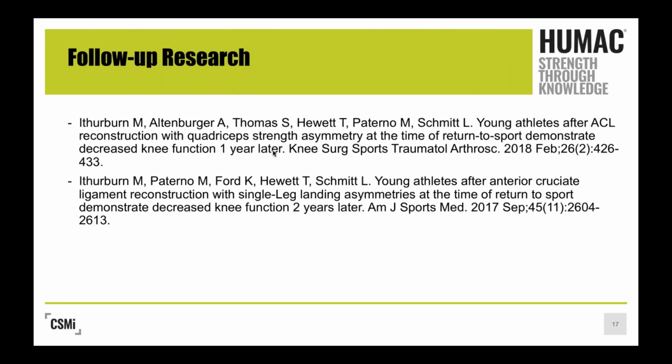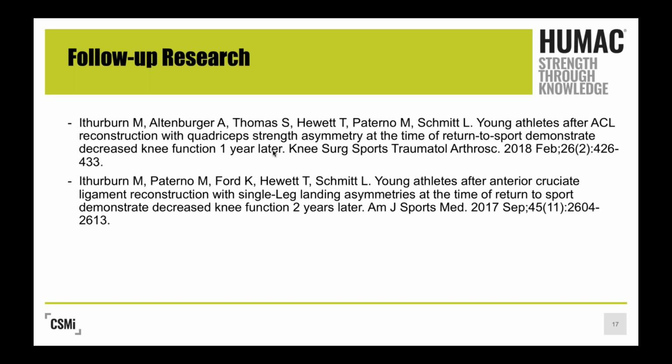All right, so this is the last one from this group that I'm talking about. They did follow-ups 1 and 2 years later. And again, those who were in the low quad group at return to play did worse overall, functionally and symptomatically, 1 and even 2 years later. Now, this is pretty amazing. Even 2 years later, those who were weaker at the time of their return to play have more issues.